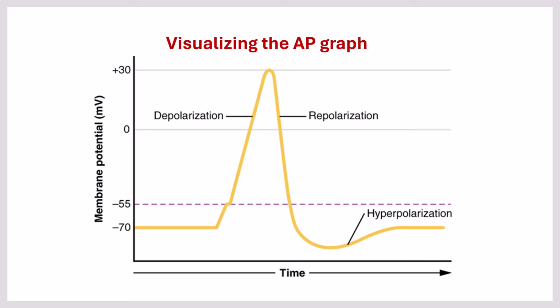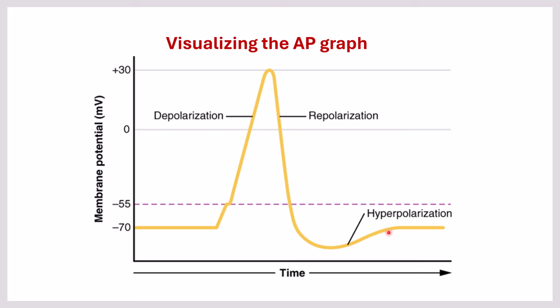In the next slide, we can visualize the action potential graph. Of course, there are different types of graphs of the action potentials of neurons. That's the most common we can see. And for the purpose of this lesson, we will discuss this type of action potential.